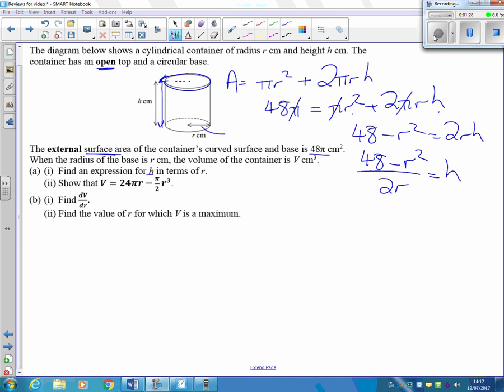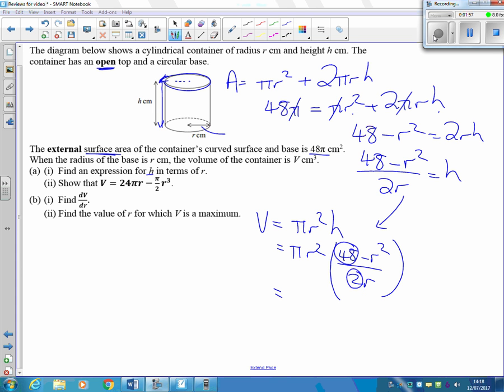Now the volume of a cylinder is pi r squared h. No 1/3 this time because it's not a cone. And we know that h is this thing here, so we've got 48 minus r squared divided by 2r. There's a bit of tidying up to do here, and you can see there's going to be two parts to it. So this first part: 48 divided by 2 is 24. We've also got an r squared divided by r here, which gives us an r, and there's a pi outside it. So there's the first part, and that's exactly what we were looking for here.